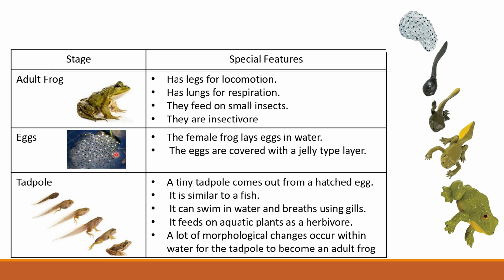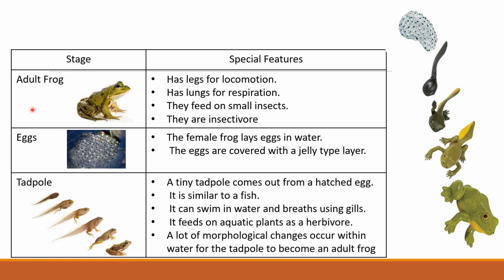So these eggs are jelly-like structures, and the female frog lays eggs in water, and after the development of the eggs it produces the tadpole, and this tadpole is like a small fish, and it can swim in water as a fish, and also it breathes using gills. And if you consider the feeding habits of this tadpole, it feeds on the aquatic plants. So it is a herbivore.